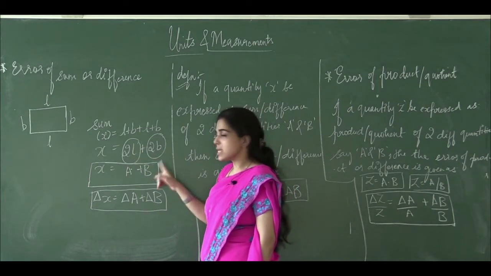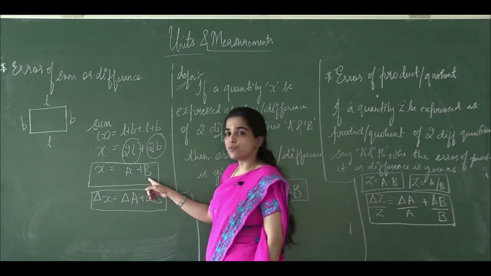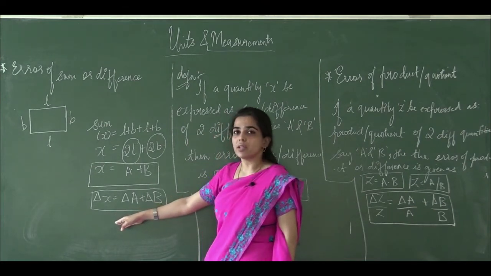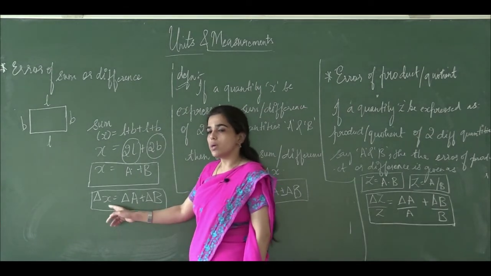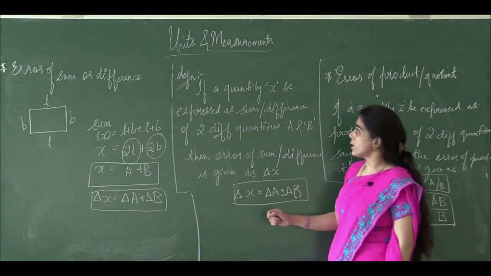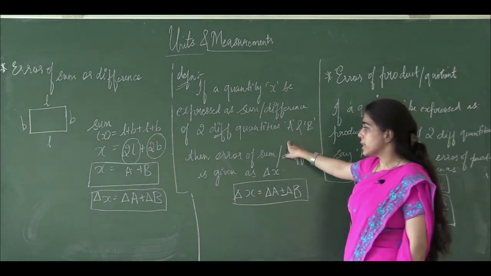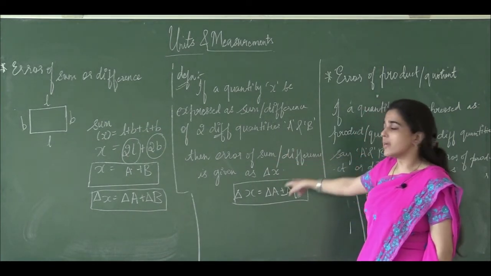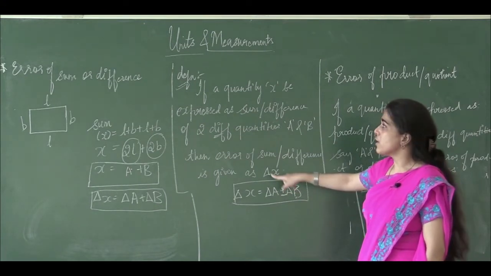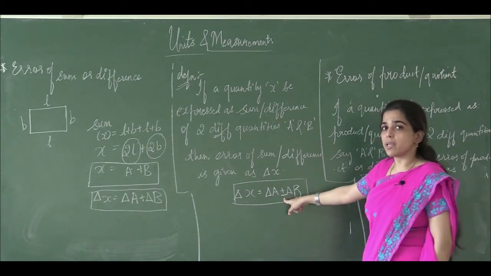Again, I am representing 2L as A and 2B as capital B, where A and B represent the two physical quantities, and the error of this sum or difference can be written as delta x equals delta A plus delta B. So we define the error of sum or difference as follows: if a quantity x is expressed as a sum or difference of two different quantities A and B, then the error of sum or difference is given as delta x equals delta A plus or minus delta B. Here we have taken plus or minus because we are talking about the sum or difference.